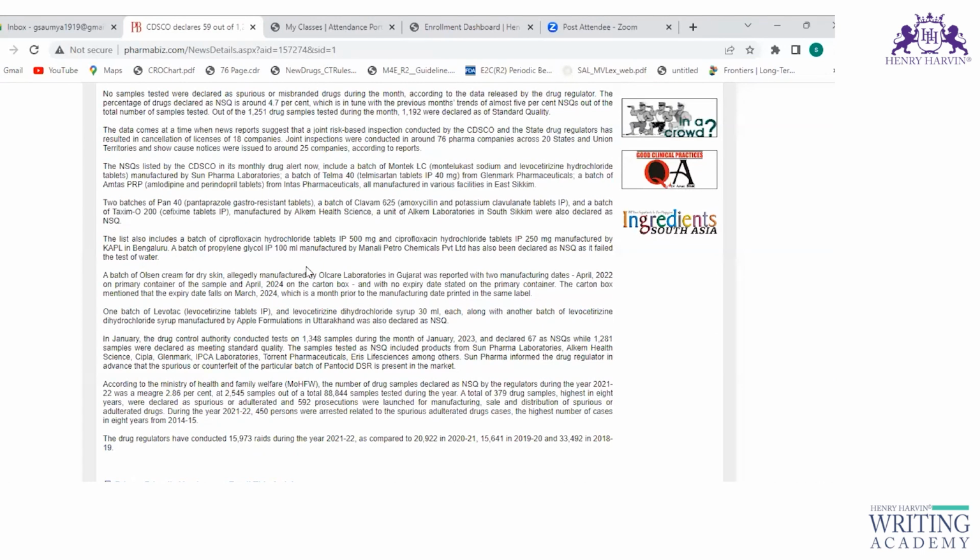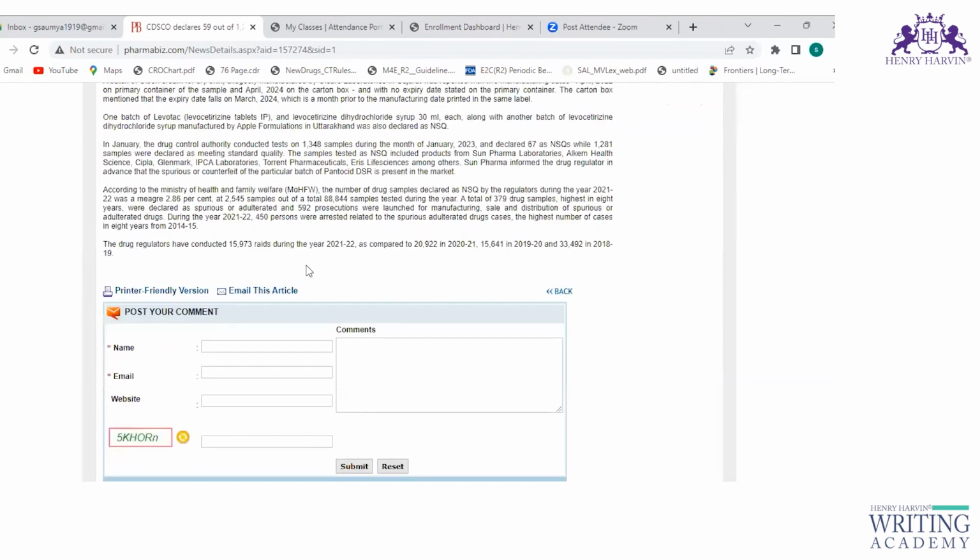In January, the Drug Control Authority conducted tests on 1,348 samples during the month of January 2023 and declared 67 as NSQs, while 1,281 samples were declared as meeting standard quality. The samples tested as NSQ included products from Sun Pharma Laboratories, Ecom Healthcare Science, Cipla, Glenmark, IPCA Laboratories, Torrent Pharmaceuticals, Iris Life Sciences, among others. Sun Pharma informed the drug regulator in advance that a spurious or counterfeit version of the particular batch of Pantocid DSR is present in the market.